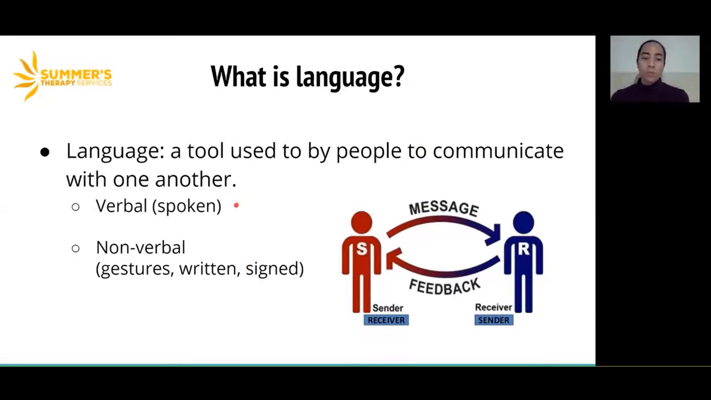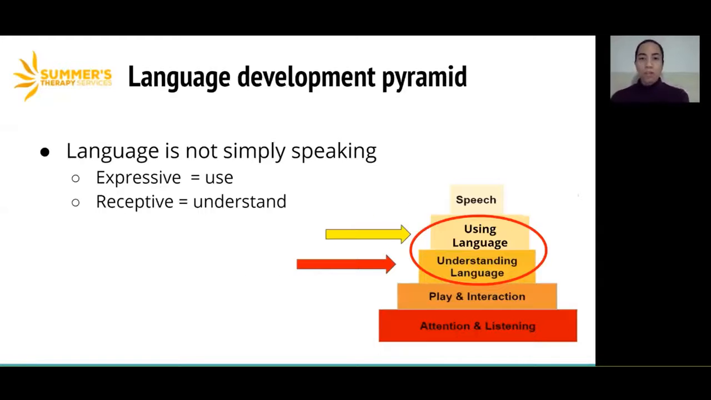So it can be broken down into verbal language or non-verbal language. So verbal is essentially anything that is spoken, and non-verbal language is essentially anything that is not spoken. So gestures, written language, sign language, any other form of AAC also. So another way of breaking down language is also under expressive and receptive. So expressive means the use of language, and receptive means understanding of language.